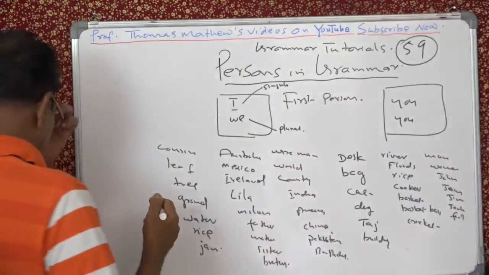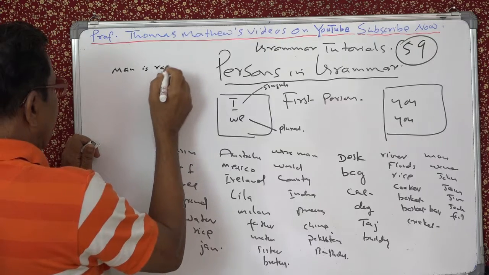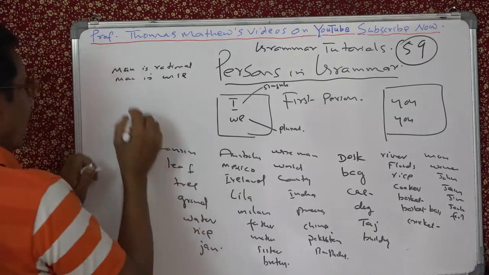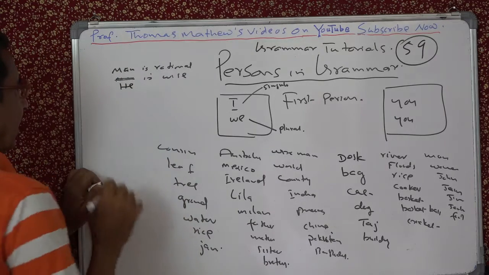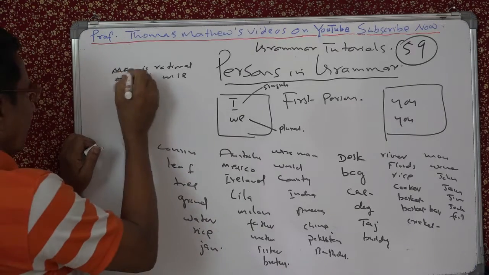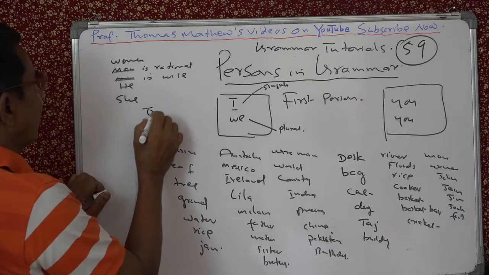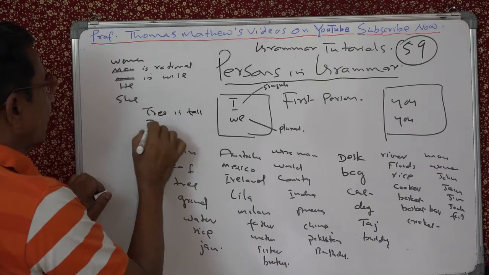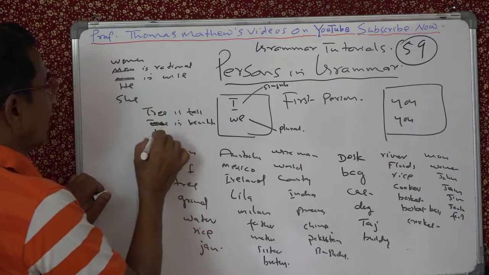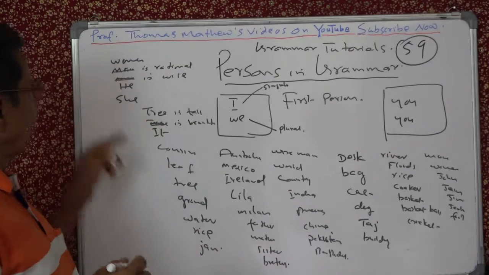For example, if it is masculine, see, man is rational. And man is wise. So instead of repeating this, you will say he. That is the pronoun. Masculine is he. Like that, suppose it is woman, then that will be she. Suppose it is tree is tall, tree is beautiful. So instead of repeating this, you can say it. Understand?